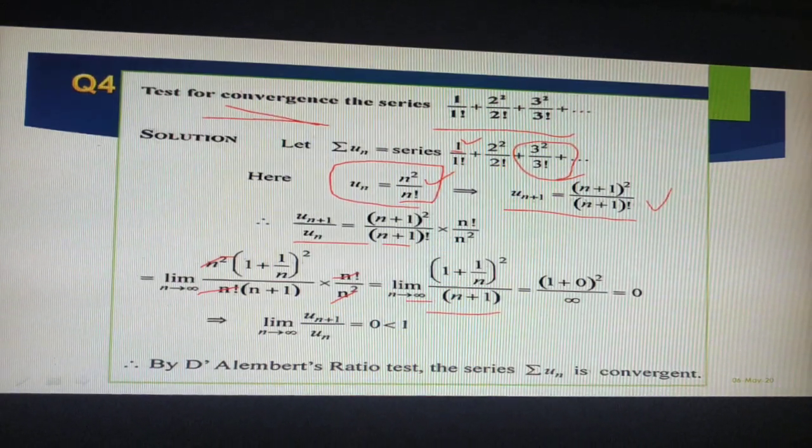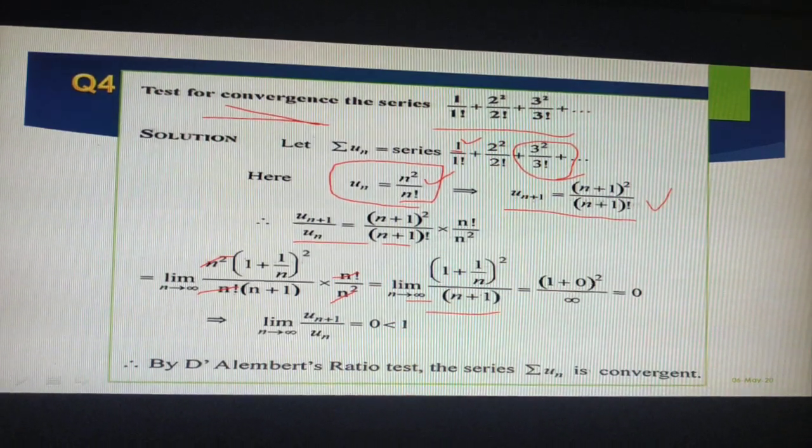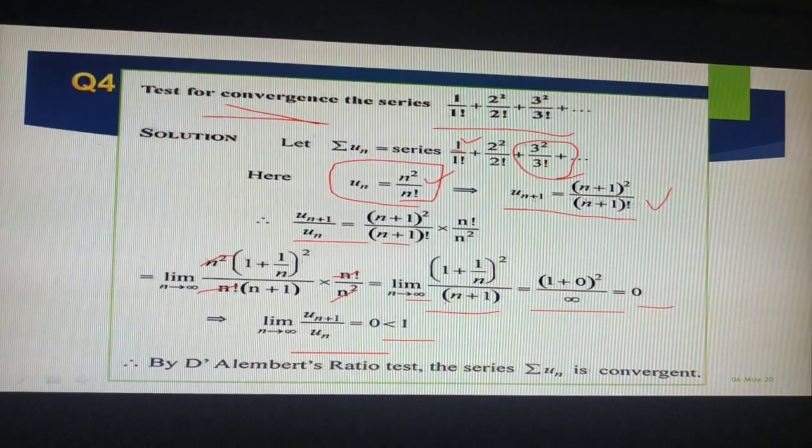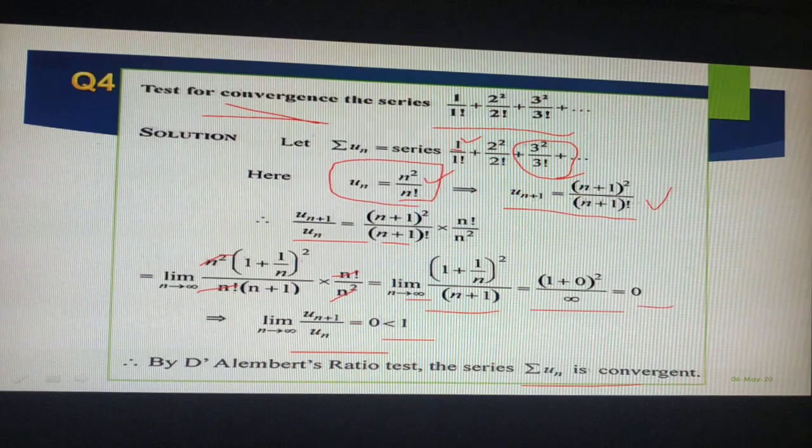So when n tends to infinity, 1 by n goes to 0, so 1 plus 0 whole square means that will be 1 only. Numerator is 1, and the denominator, when n tends to infinity, 1 by infinity becomes 0. So as you know, it is very clear 0 is lesser than 1 when you compare with our limits. Therefore the given series is going to converge as per our D'Alembert ratio test.